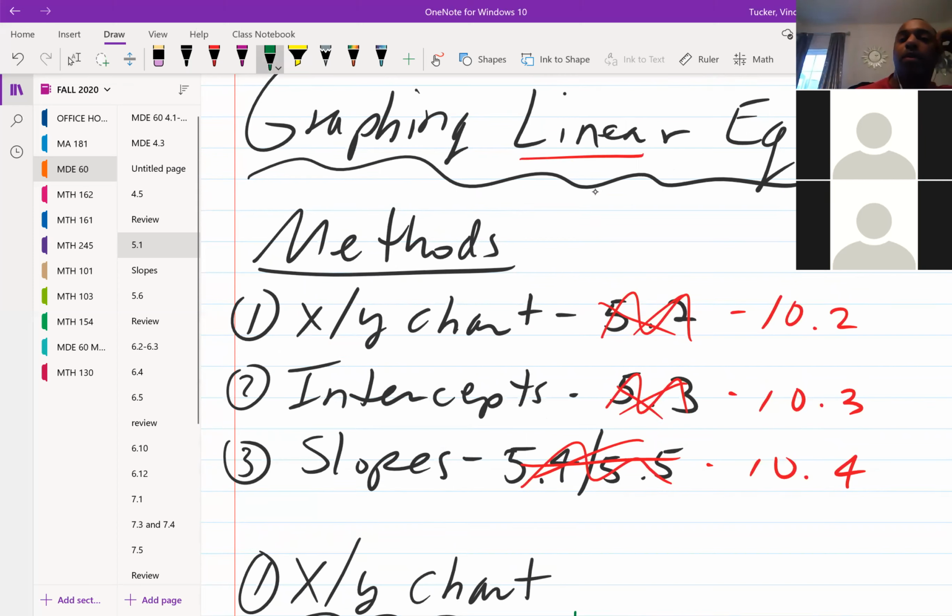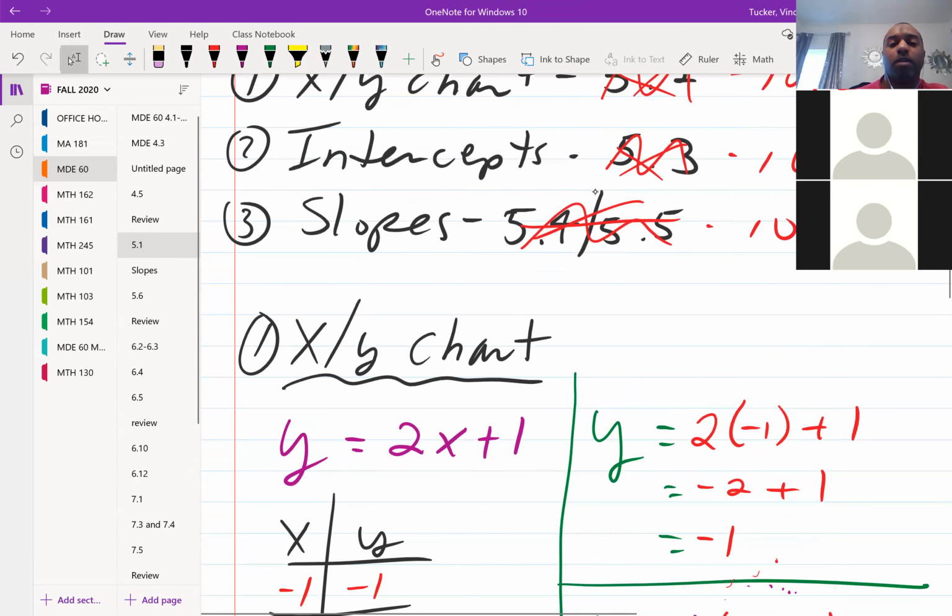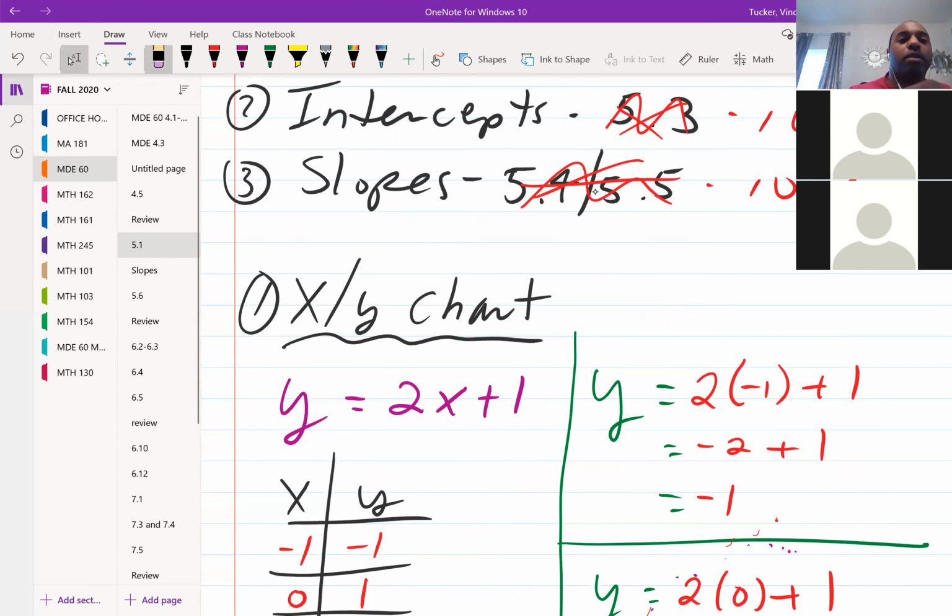Also, notice we're talking about graphing linear equations. Keyword there is line, so you shouldn't get anything but a line. If you get any type of zigzag curves or anything of that nature, you're doing something wrong. We're only supposed to be getting straight lines. Right. So let's look at the first method, and I'm going to erase some stuff so we can walk through it.